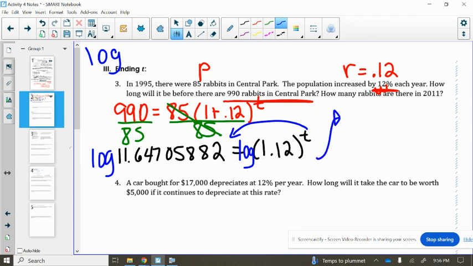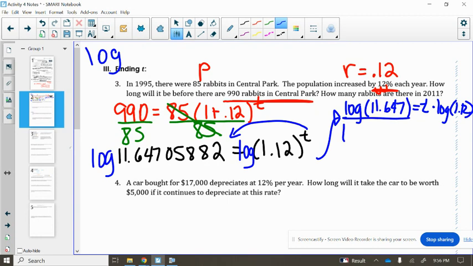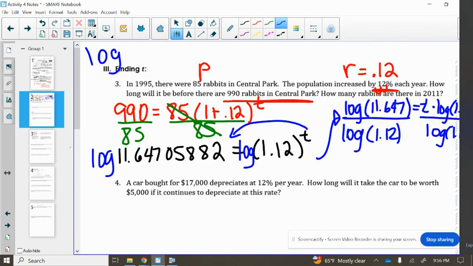So what that would look like is the log of our 11.647. Again, use more decimal places than even that, saving a little space. The T now is out front, and we have the log of 1.12. Now, log is a button on your calculator, right? We see that right here is our common log button on the left-hand side. And to get T by itself, we can take the log of 11.647 and all those other decimal places and divide it by that log of 1.12, right? Because that'll cancel out and get T by itself.